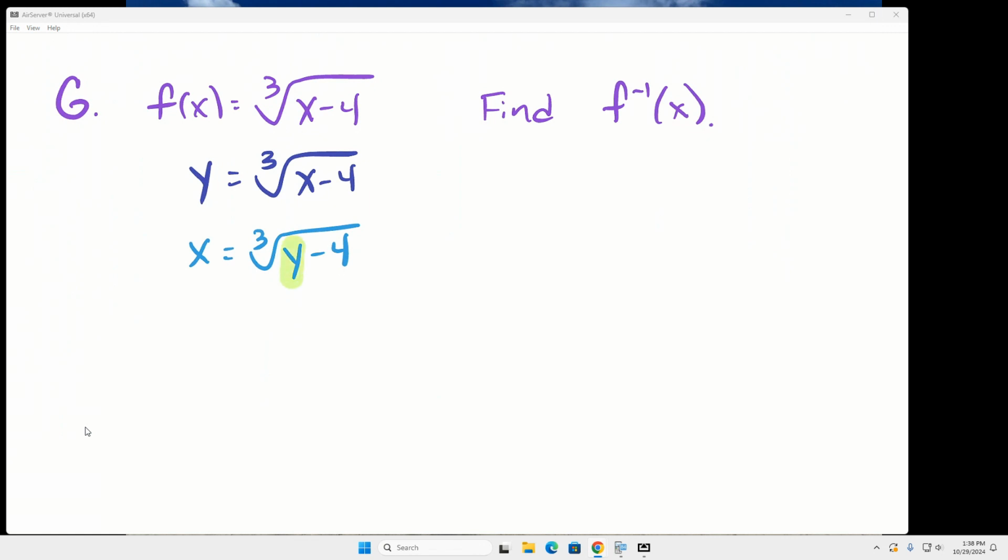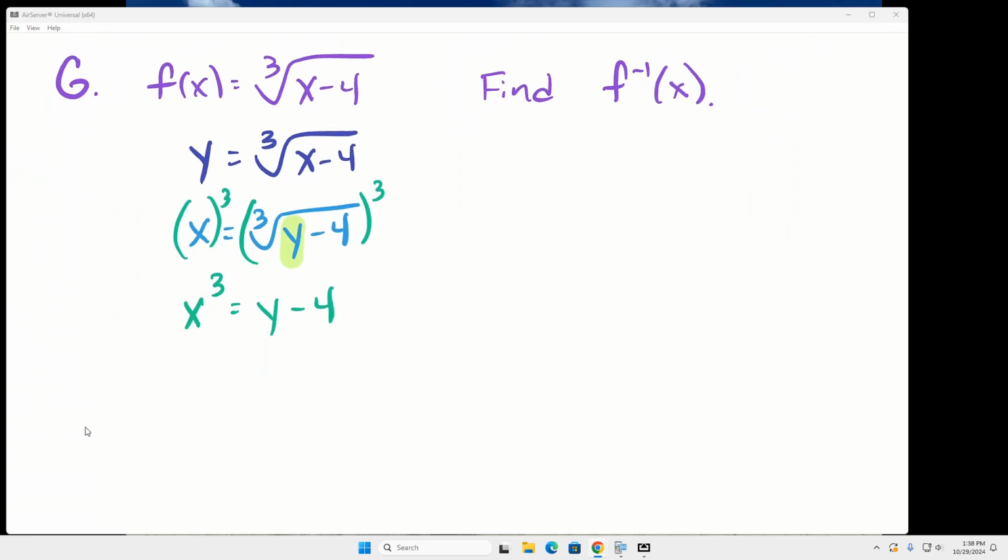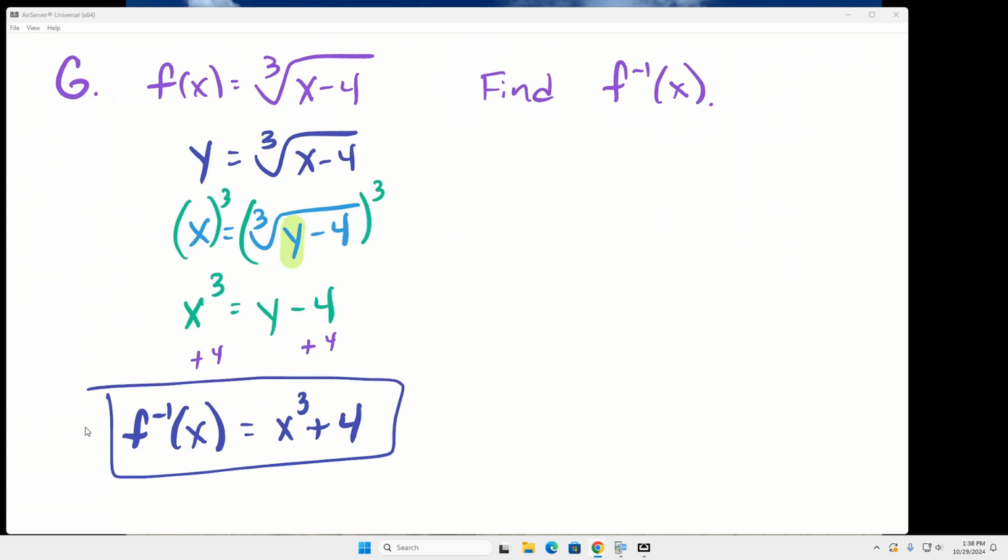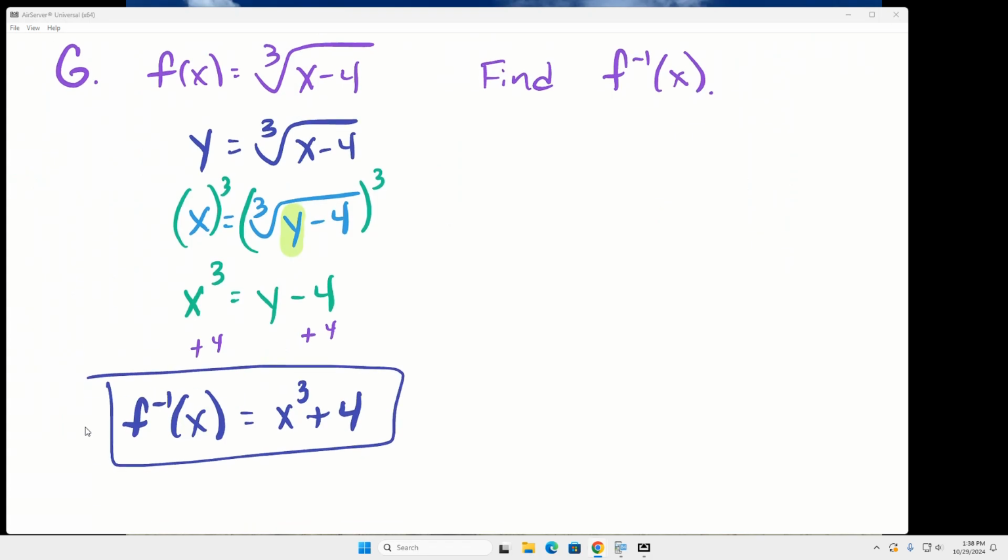So what would you guys do first to get to y? Cube, yeah. If you want to get rid of a cube root so we can get to y, you have to cube both sides. And cubing just gets rid of that cube root, and you're left with what's underneath, which is y minus 4. Then the almost last step would be to add the 4. The actual last step is to write it in inverse notation. So that's the function that undoes everything this one did to the problem.